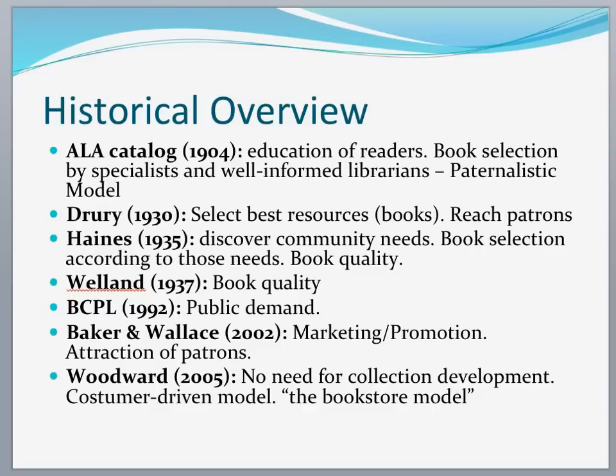Okay. Then we have in 1930, select the best resources and reach patrons. Then in 1935, discover community needs. So in 1935, the idea of thinking about what the community needs is a very new idea. It's just beginning to develop. And we have book selection according to those needs, and of course the idea of good books of quality. 1937, book quality.